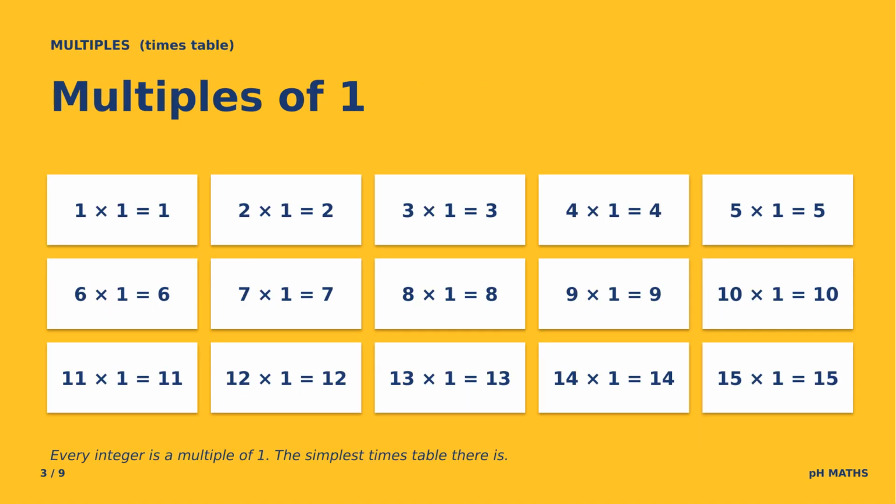Multiples of 1. 1, 2, 3, 4, 5, 6, 7, 8, 9, 10, and so on. Every integer is a multiple of 1. That's what multiplicative identity means in practice. The 1 times table is the simplest there is, but it's worth saying every fraction can be rewritten by multiplying top and bottom by 1 in some clever disguise. And that's the secret to half the algebra on the higher paper.